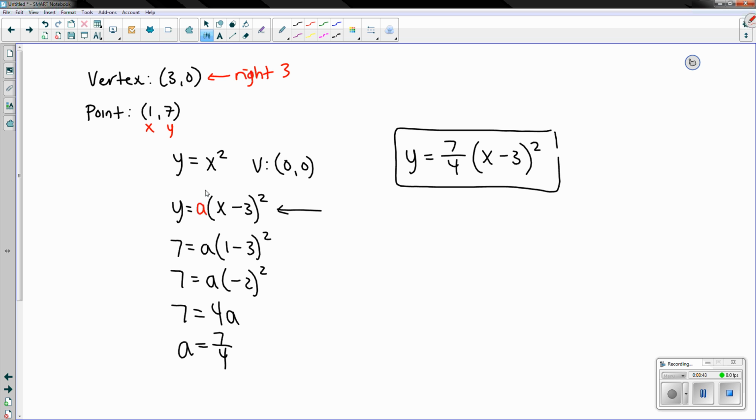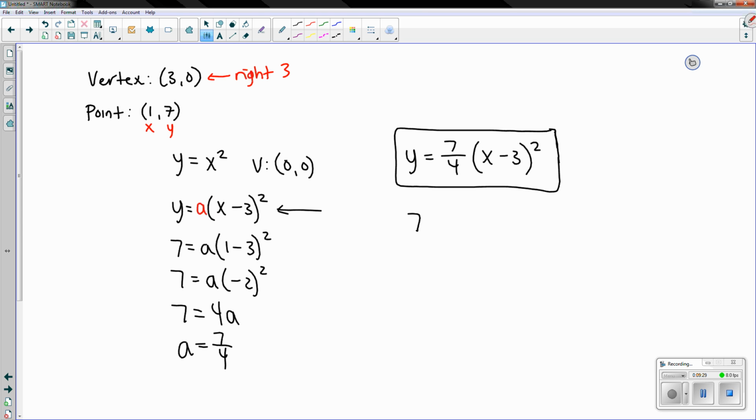And just to double check, if you want to use a final bit of arithmetic to make sure your answers are correct, if we plug in these points, the equation should balance out as something that is true. So for instance, does 3, 0 fall on this quadratic? Does 1, 7 fall on this quadratic? I can plug in those points. So I can say 0 equals 7/4 times (3 minus 3) squared, 0 equals 7/4 times 0 squared, which is 0. 0 times anything is 0. So because I got 0 equals 0, which is a true statement, that vertex is in fact on that quadratic equation that I have written.